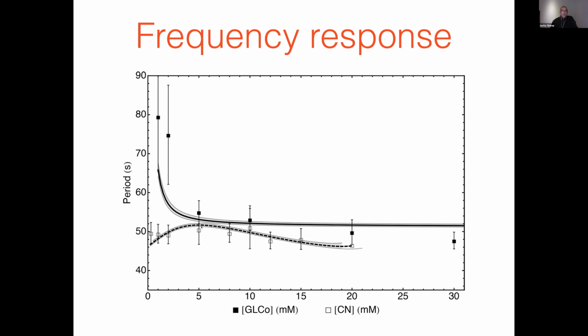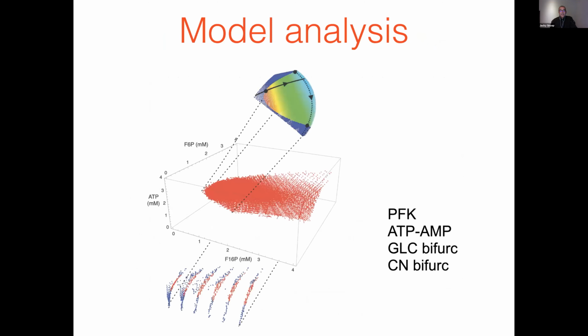There's not a strong effect of cyanide on the frequency, but the glucose concentration at low concentrations leads to an increase of the period. So the frequency goes down at low glucose concentrations. Now let's move to a little bit of model analysis. And I realize this moves a bit fast maybe, but what we try to understand now is, can we understand such behavior as the presence of one or two Hopf bifurcations and the frequency effect if we just look at the phosphofructokinase?